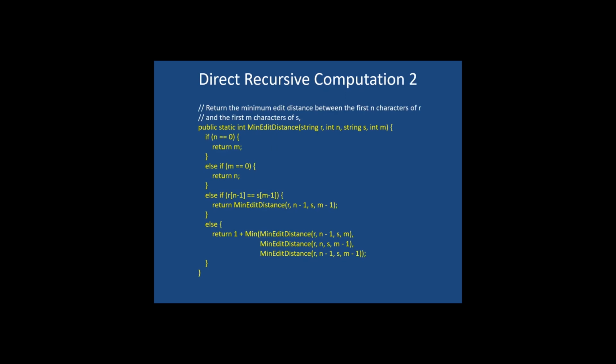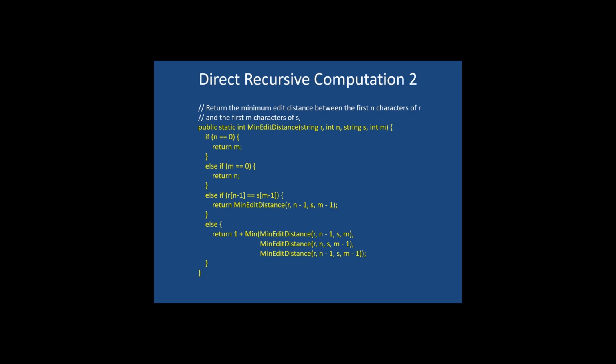This simple one applies when the characters agree. These three recursive calls apply when the characters don't agree. So it's just a direct implementation of that thing. So once you do what we did on the other slide, this just falls out of it.